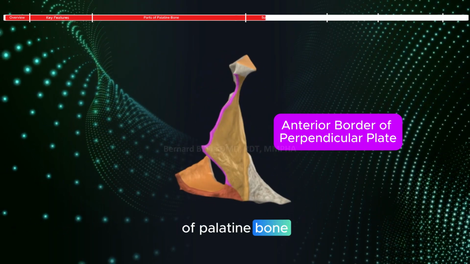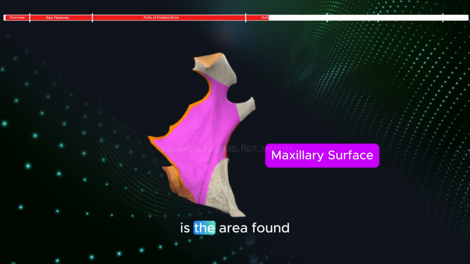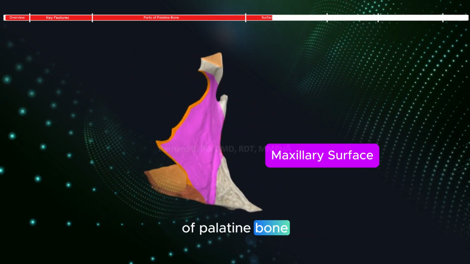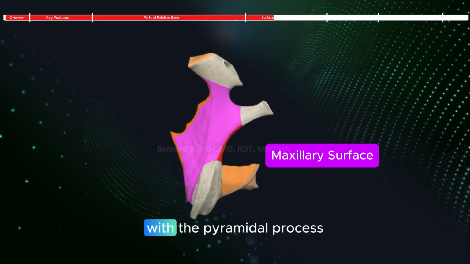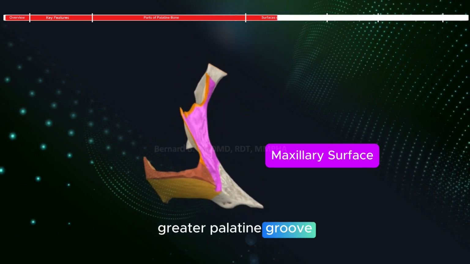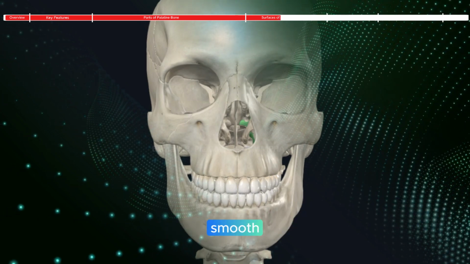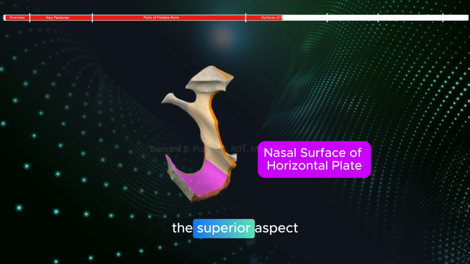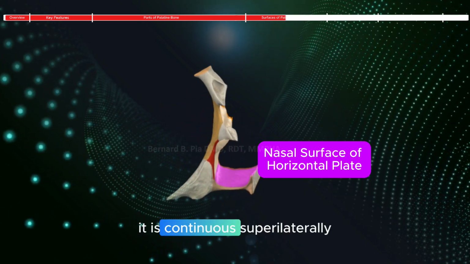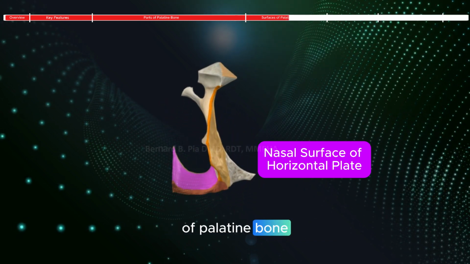of palatine bone. 3. The maxillary surface, lateral surface, is the area found along the lateral aspect of the perpendicular plate of palatine bone. It is continuous infralaterally with the pyramidal process of palatine bone and consists of the greater palatine groove. 4. The nasal surface, superior surface, is the smooth, concave area found along the superior aspect of the horizontal plate of palatine bone. It is continuous supralaterally with the nasal surface of the perpendicular plate of palatine bone.